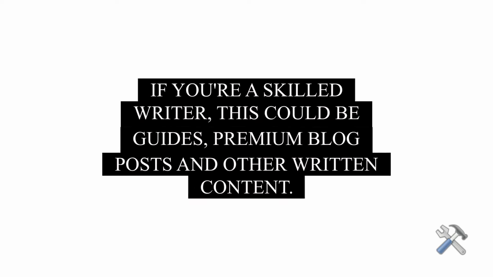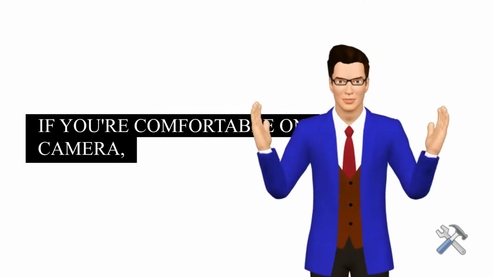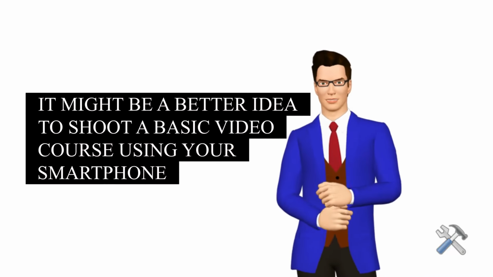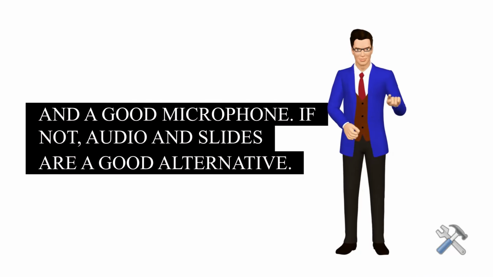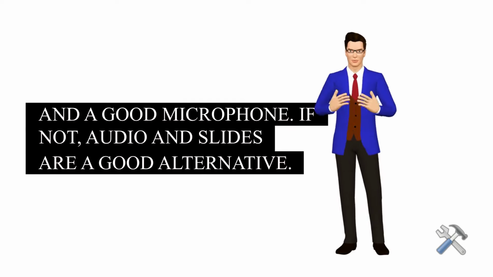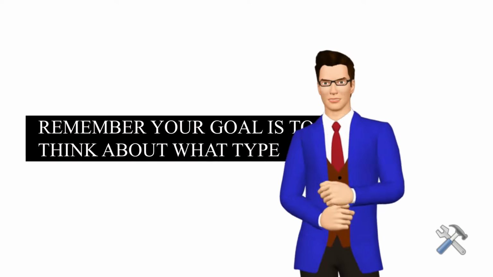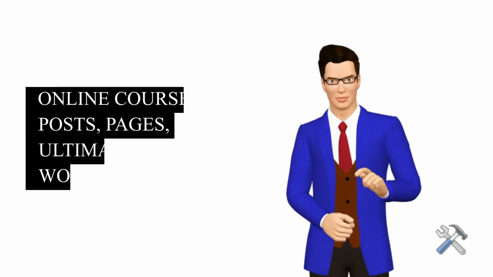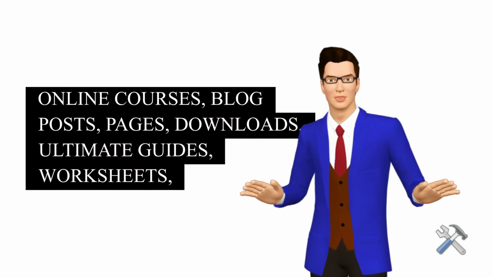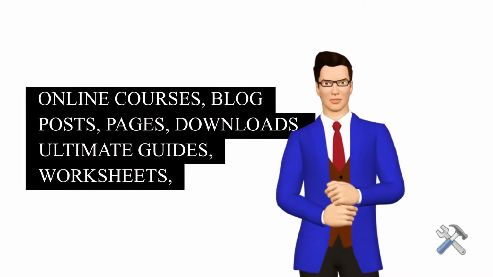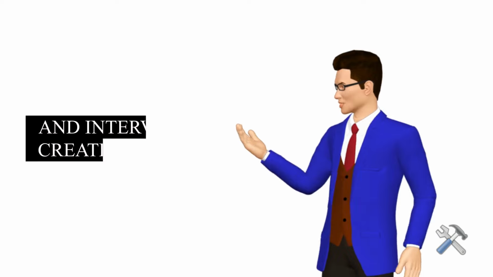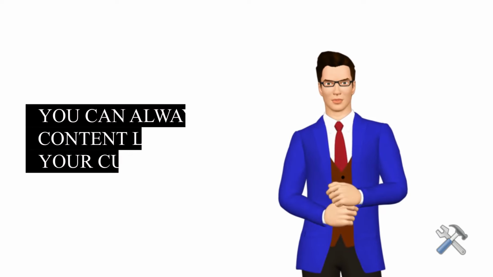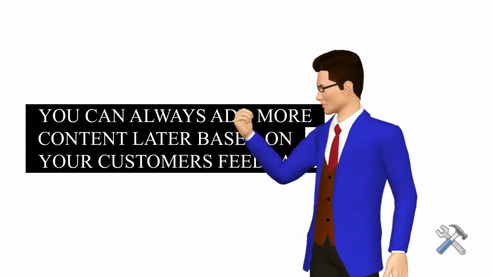If you're a skilled writer, this could be guides, premium blog posts, and other written content. If you're comfortable on camera, it might be a better idea to shoot a basic video course using your smartphone and a good microphone. If not, audio and slides are a good alternative. Remember, your goal is to think about what type and format of content you can create quickly to get your membership site up and running. Some examples of content types to consider are online courses, blog posts, pages, downloads, ultimate guides, worksheets, printables, videos, ebooks, and interviews. After you create your first course, you can always add more content later based on your customers' feedback.